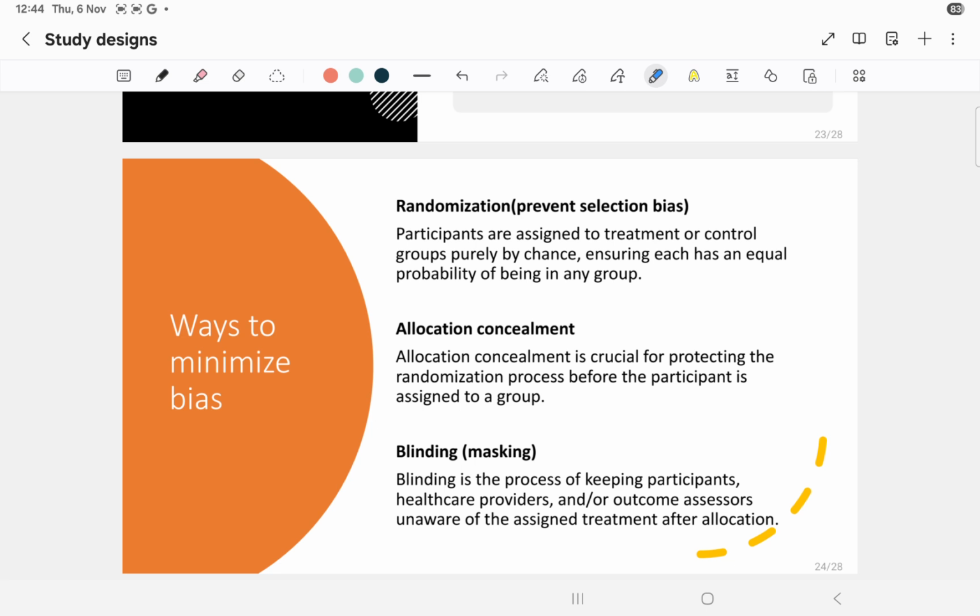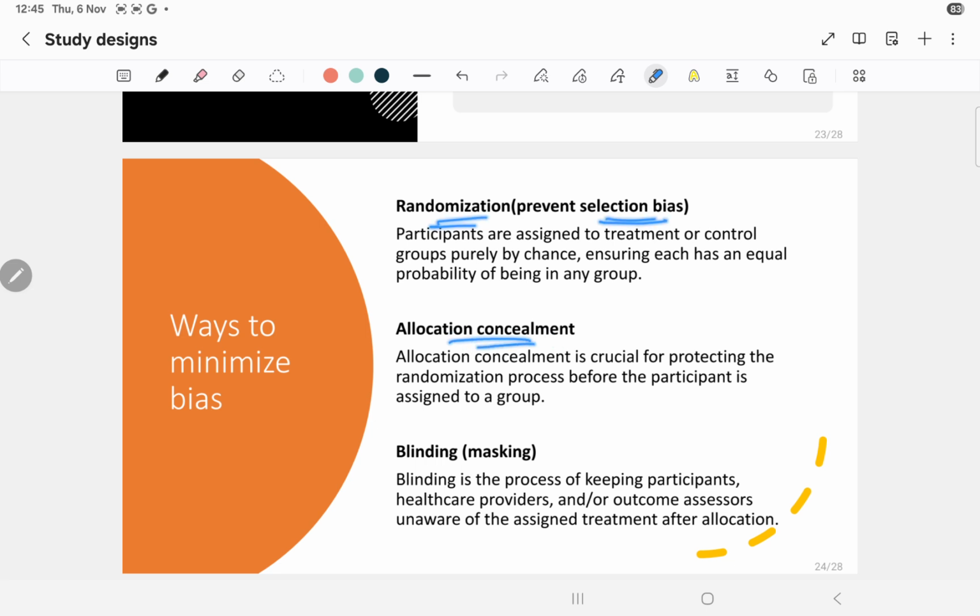So suppose I know that the first patient will get my new drug. I will choose an already healthy patient as the first patient, who comparatively has less morbidity, who is not suffering from any other disease, right? So that's how randomization prevents selection bias. Because if I don't know whether the first patient will get the treatment or be in the control group, I cannot select a healthy patient for my drug. So that is how randomization prevents selection bias.